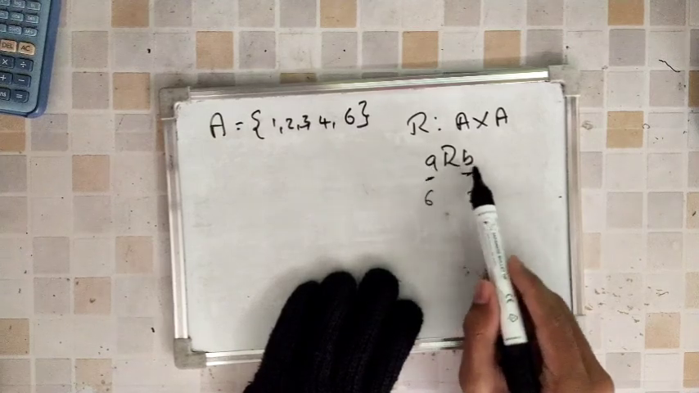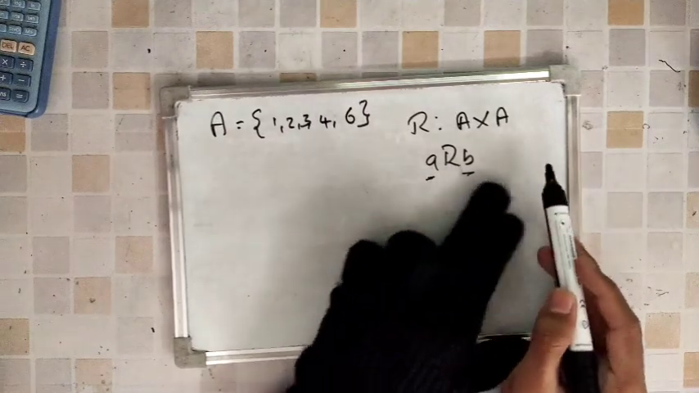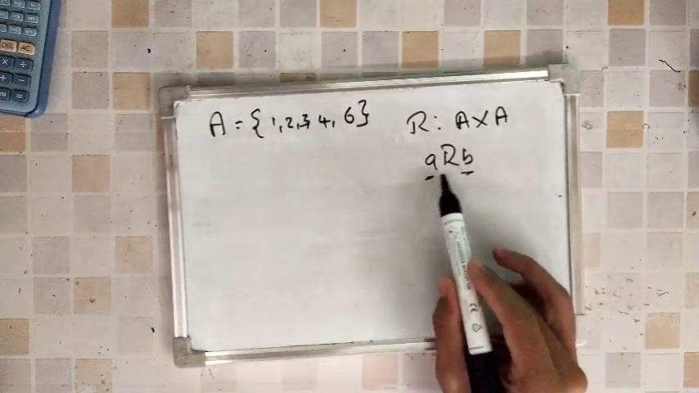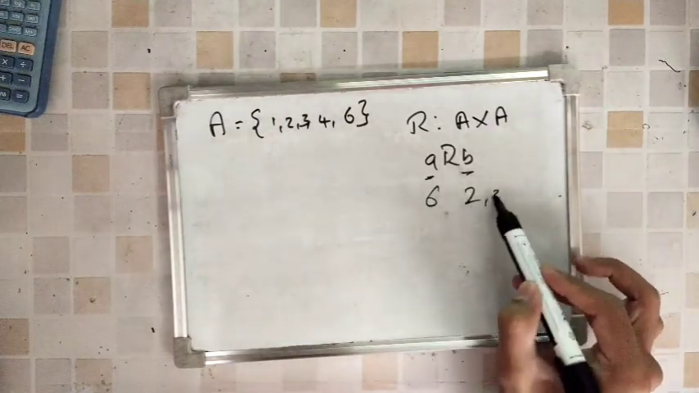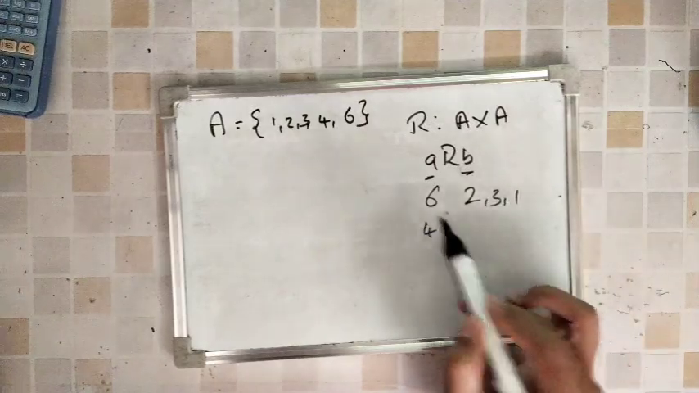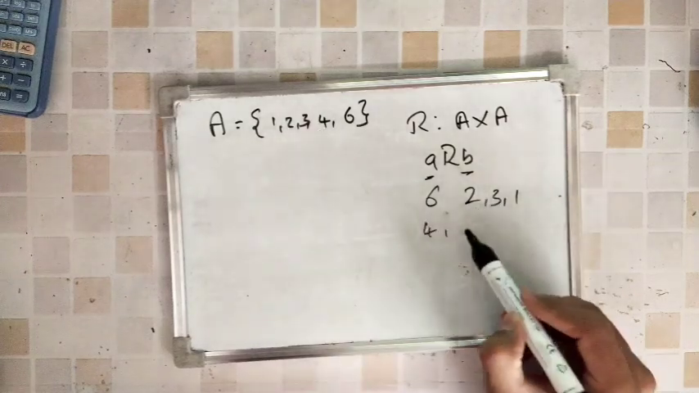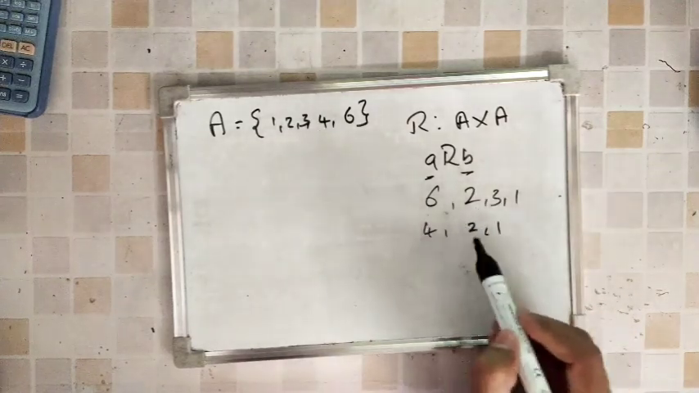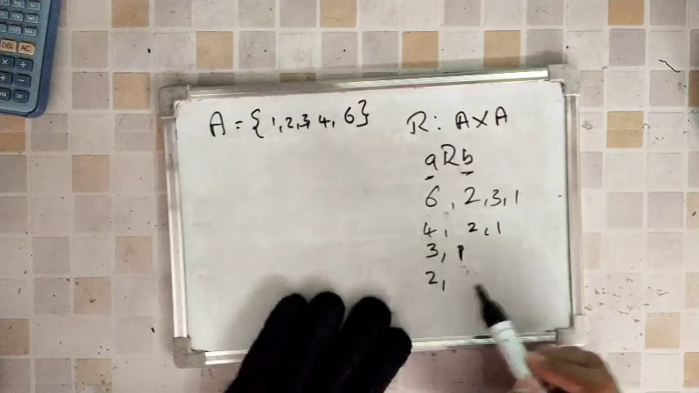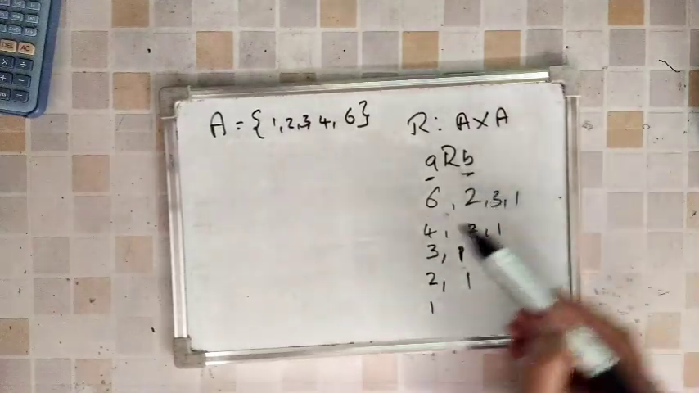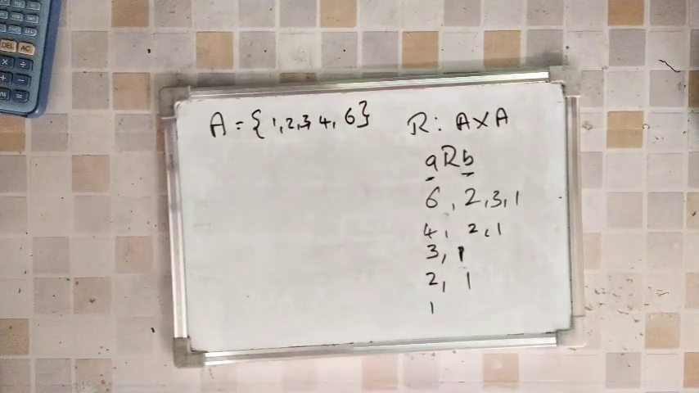If I have A relates B, A is a multiple of B. So 6 is a multiple of 3, 2, 1, then 4 is a multiple of 2, 1, 4 itself. Then 3 is a multiple of only 1, then 2 is a multiple of 1, then 1 is a multiple of 1. So these are my possible pairs. So I will take it like this now, from the beginning I will start.